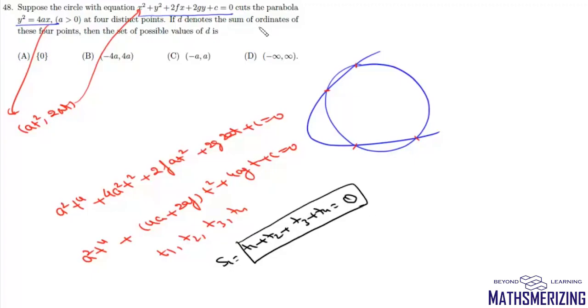Now we need to find sum of ordinates. Now sum of ordinates is summation 2a ti. So it will be 2a times (t1 plus t2 plus t3 plus t4). Now this is nothing but 0. So sum of all these ordinates will be 0 and that's your option number A. Now question number 49 is, the polar equation r equals a cos theta, it represents what?